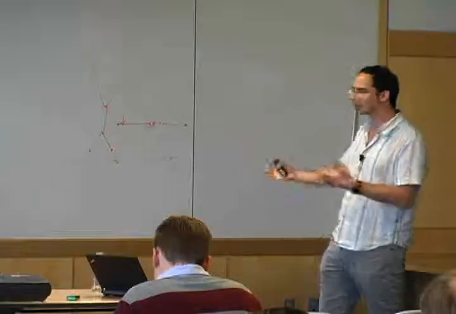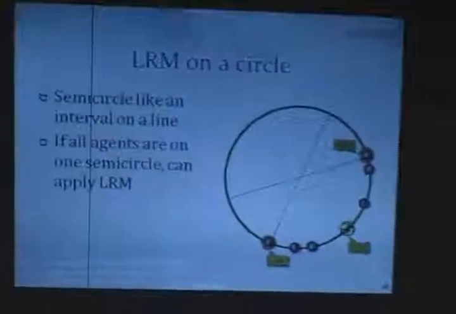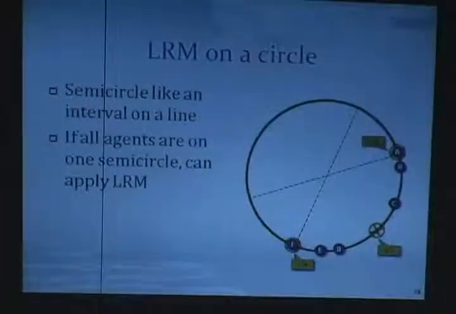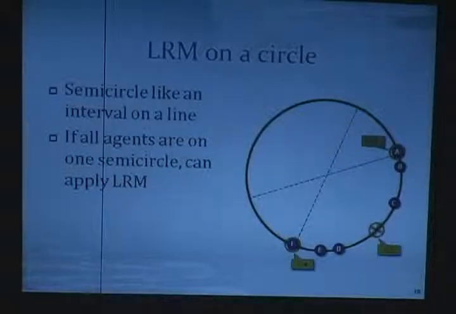So let's apply left-right middle. F would be left, and A would be right. So we take F with probability 1/4, A with probability 1/4, and the midpoint between them with probability 1/2. What we know from before is that this would be strategy proof and would give us a 1.5 approximation if everybody is on one semicircle.